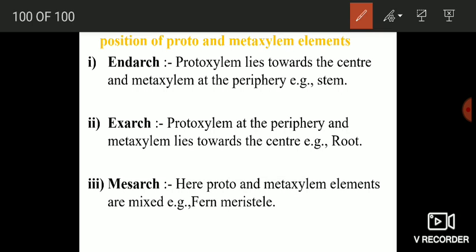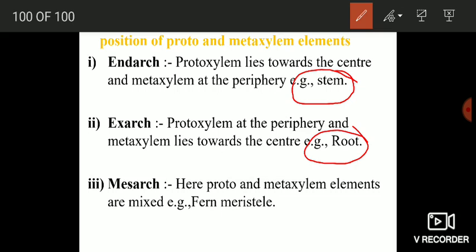When protoxylem lies towards the center and metaxylem is at the periphery, this type of vascular bundle is known as endarch vascular bundle. Example is stem. Then another type is exarch. Here, protoxylem lies at the periphery. This is completely the reverse of the first. Protoxylem lies at the periphery and metaxylem lies at the center. Example is root.